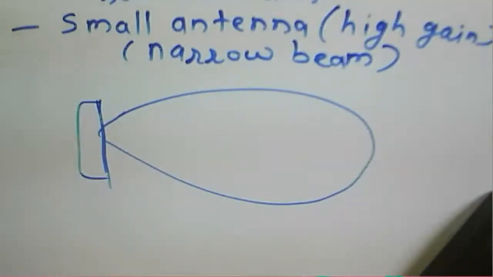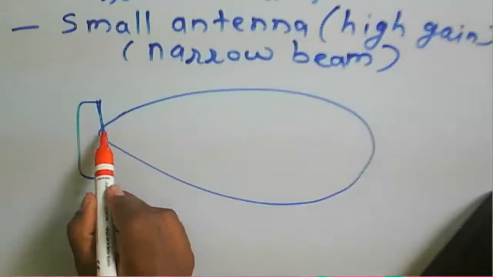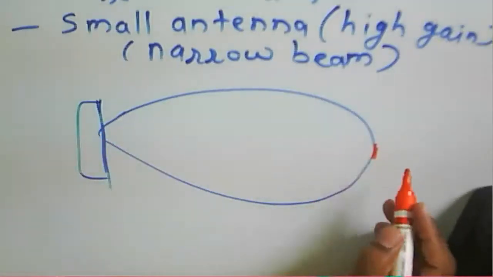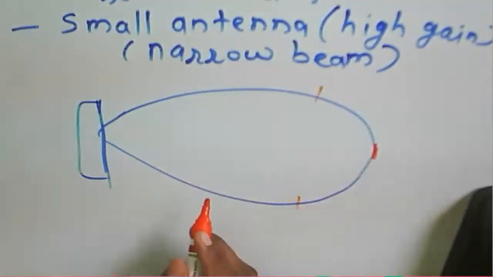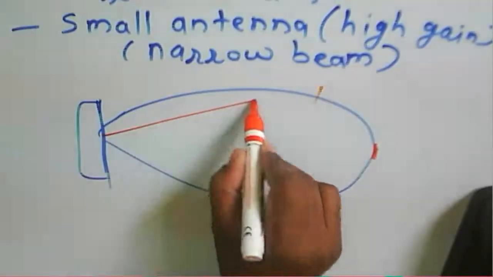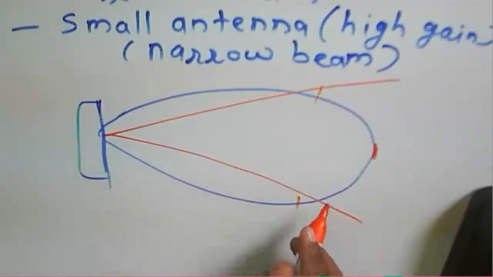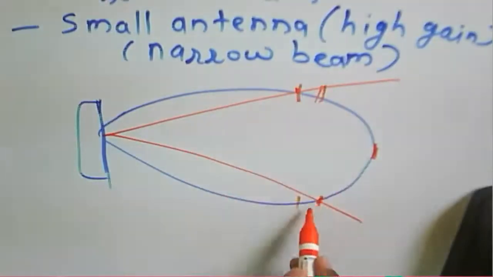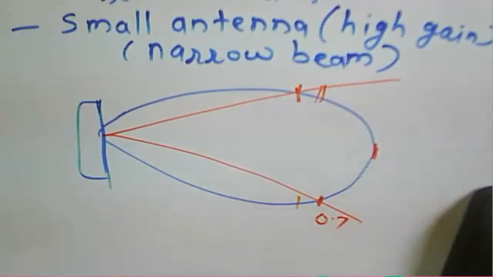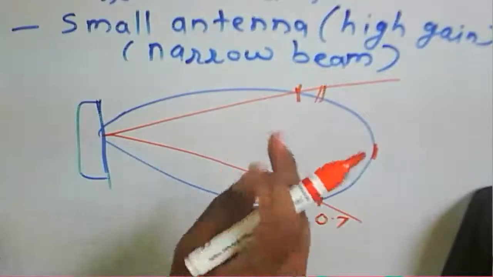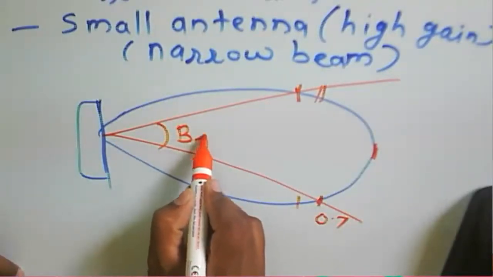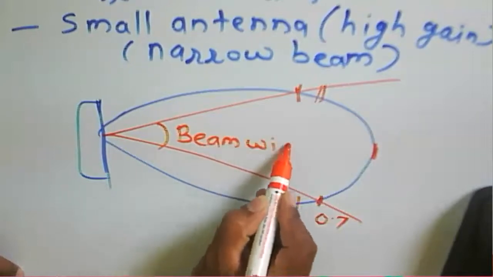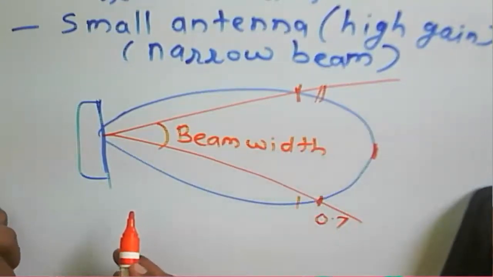Now, what do you mean by narrow beam antenna? Here this is the maximum, and then we need to locate the points where the power is 0.707, or the 3 dB point, across this radiation pattern. This is nothing but the beam width.